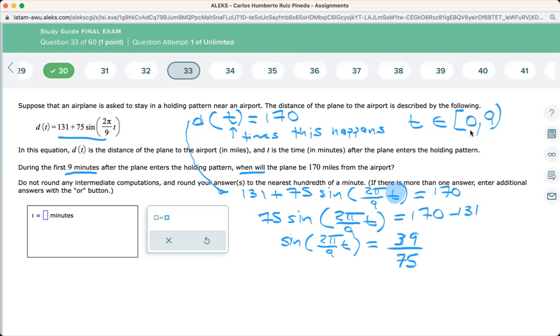Now, remember, we have to work with the inside of the sine. This equation says that we have two solutions. When the sine is positive, when does this happen? It happens in quadrant 1, so we'll have this angle, and also in quadrant 2, because here the y, which is the sine, is positive. The other angle can be found using pi minus theta.